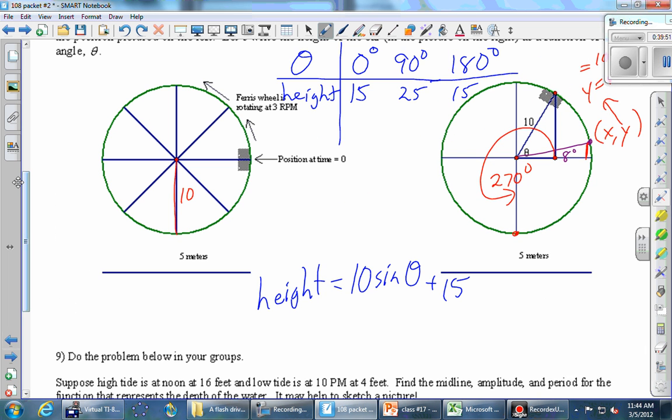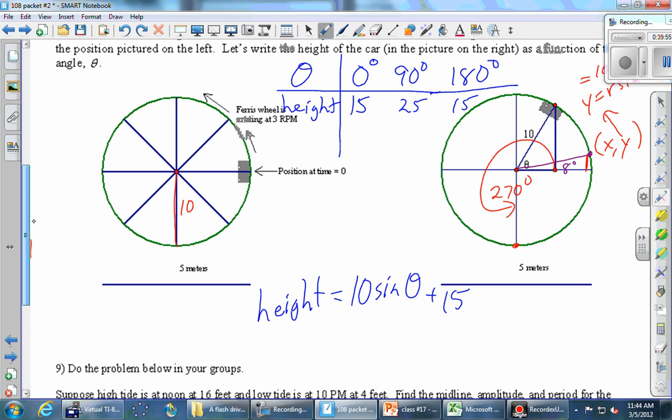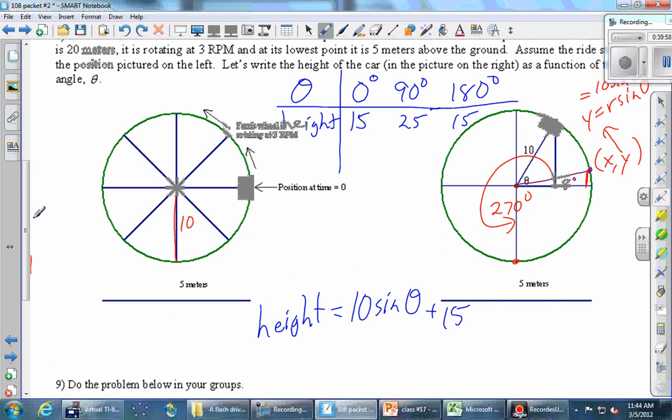Okay. Do you guys remember these words? Amplitude, midline, period, all that stuff? The definitions were in the previous section. If you need to refresh your memory or ask a neighbor, see if you can come up with answers to that.